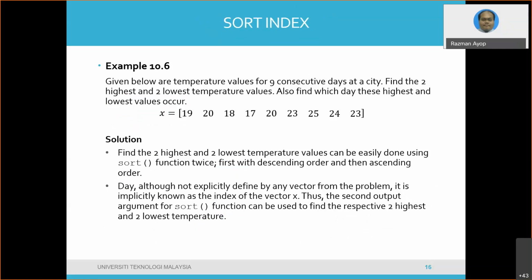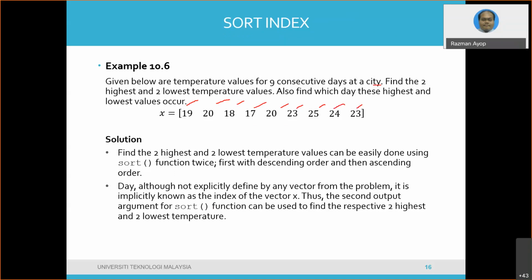Okay, let us look at example 10.6, sorting index. As I mentioned before, you can produce two outputs: the sorted data as well as the location of the data. So how to use the sort index? For this case, I give you an example here. Given here is the temperature for 9 consecutive days in a city.